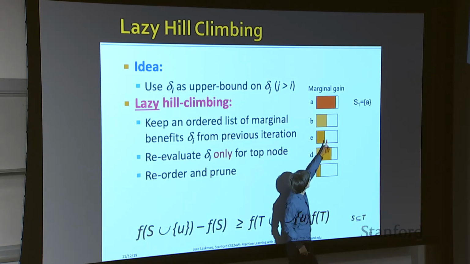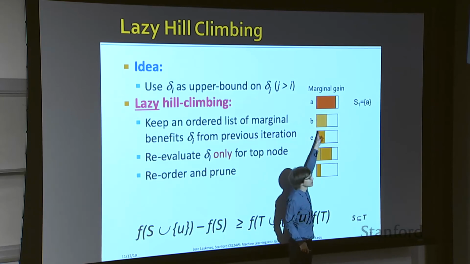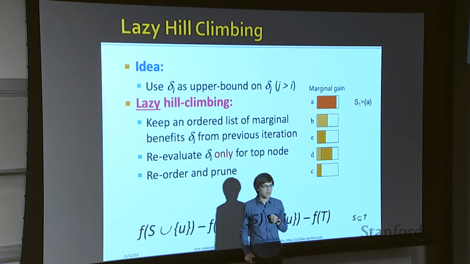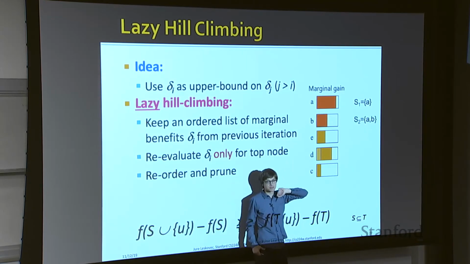And because this upper bound is less than what I already have, I know these guys will only shrink. I already found the highest marginal benefit guy. And that's essentially it. So I can stop and I can place, right?